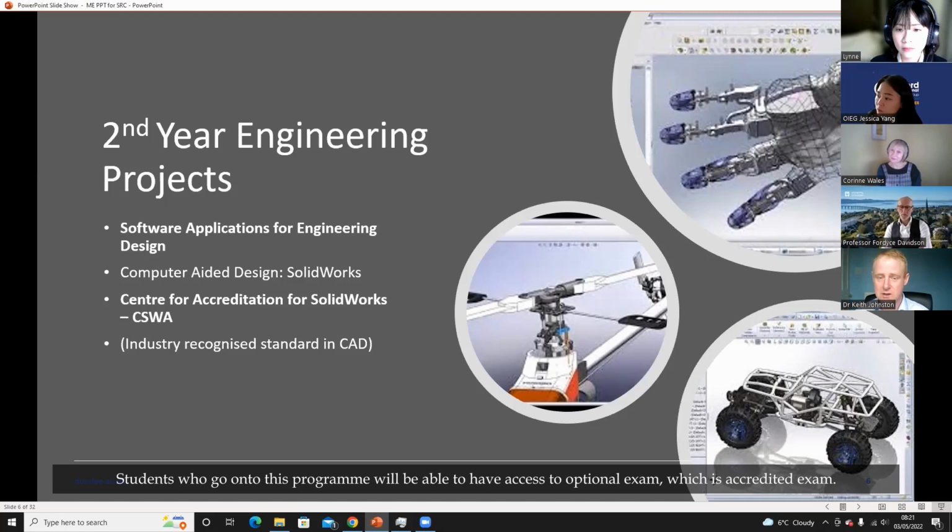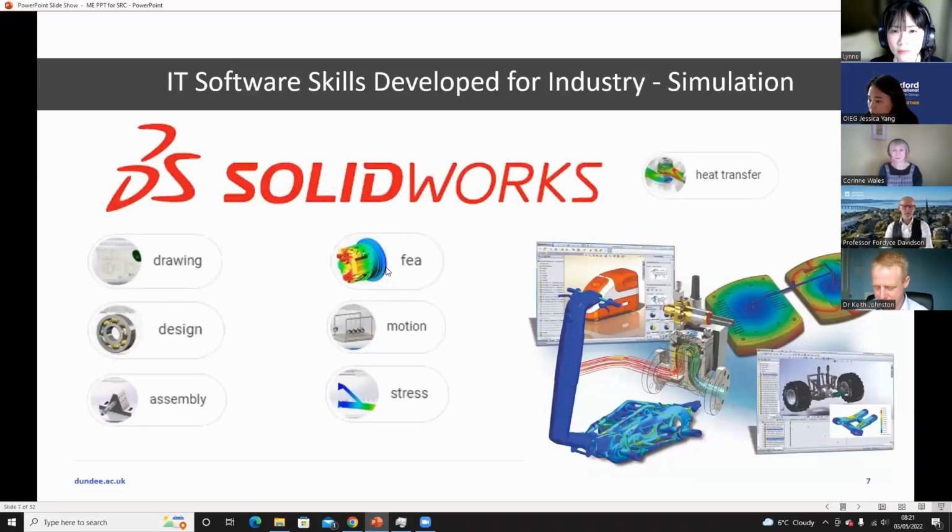But one of the things that we're unique about Dundee is that we're a centre for accreditation in SolidWorks. That means that the students who go on to this program, and this is the same for ICD students, will be able to have access to an optional exam, which is an accredited exam, where if you pass it, you will get an industry recognized standard for design, which makes you a little bit more employable than a lot of other students perhaps who haven't taken this exam. So it's a really excellent thing to do for yourselves.